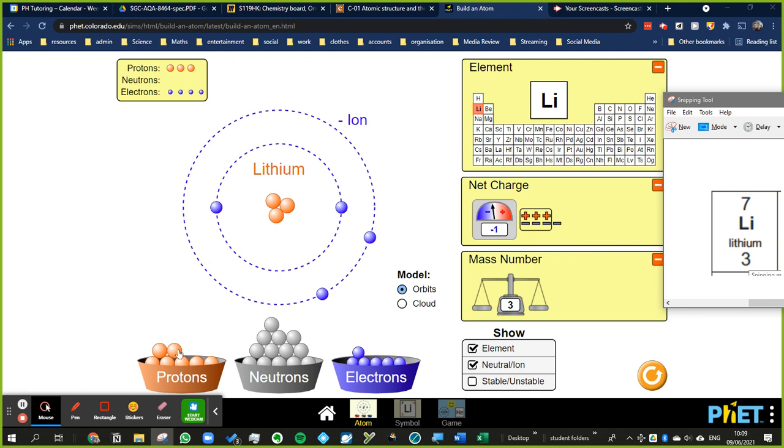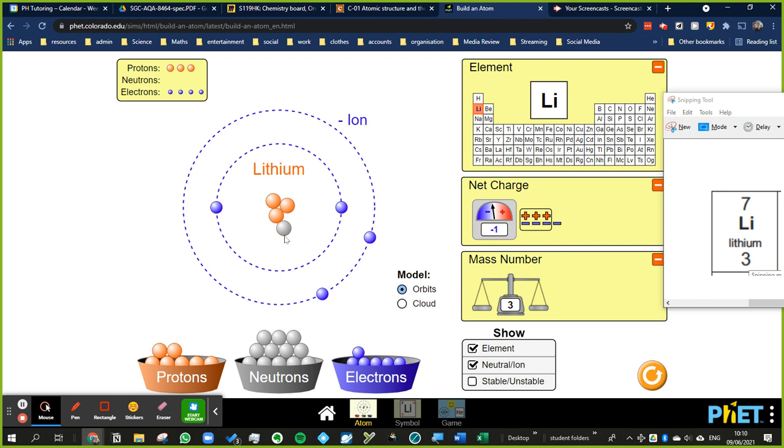Now, the atomic number is what tells you the number of protons. Try to remember this because I'm going to ask you about it later on. The atomic number is the number of protons. The mass number is this number here. We know we need a mass number of 7, but if I add protons, it's no longer lithium. So I need to add something else to increase the mass number. What do you think I need to add to increase the mass number?